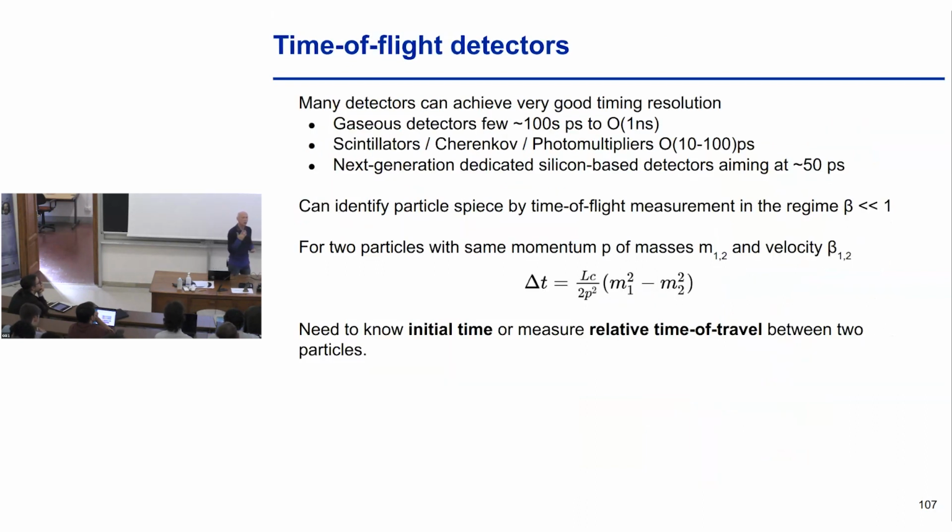Last but not least, we can measure the velocity directly with just a stopwatch, doing a time of flight measurement. If you have a reference time and a time of arrival, we can just measure how fast the particle was traveling.